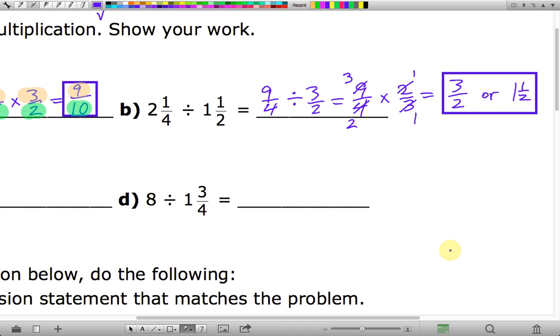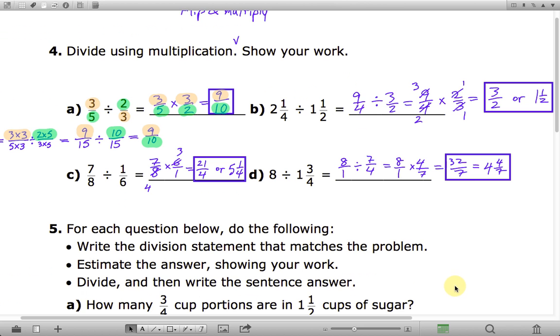Now if you get how to do this division using multiplication or the flip and multiply method, I suggest you pause the video right now and do parts C and D on your own, and then you can play the video to check your answers. Okay, we're back. So hopefully at this point you're just checking your answers, and hopefully you were able to get that right. 21 quarters or 5 1/4 for part C, and 32 over 7 or 4 4/7 for part D.